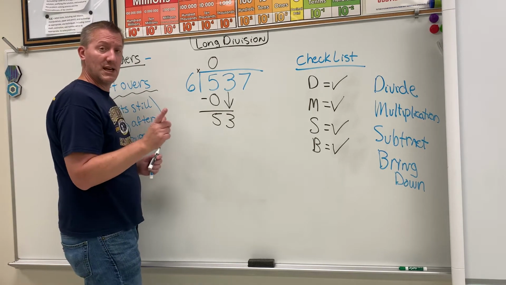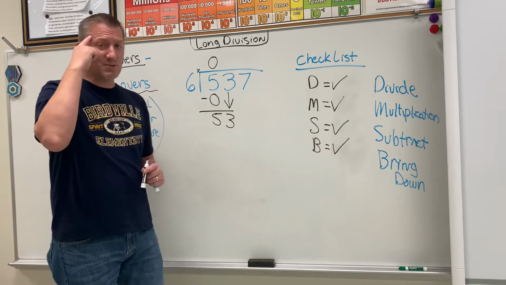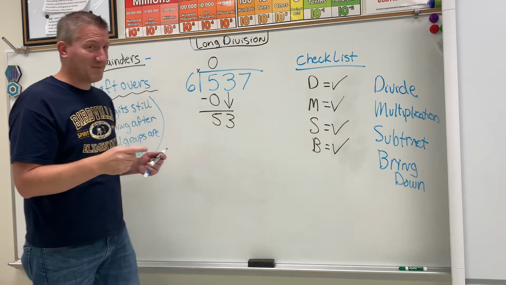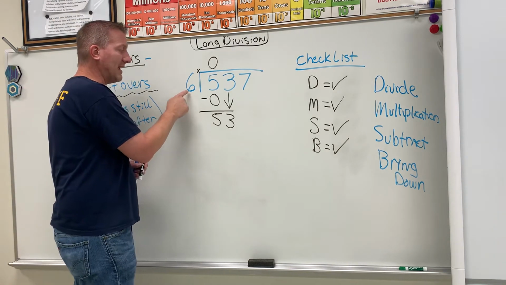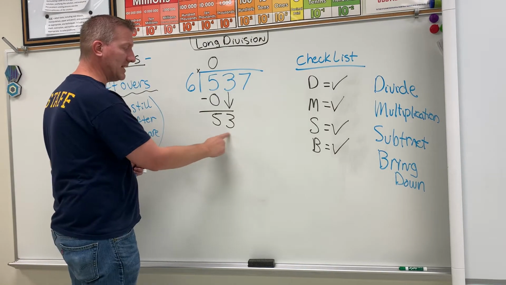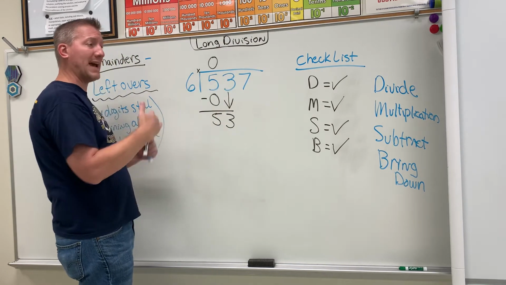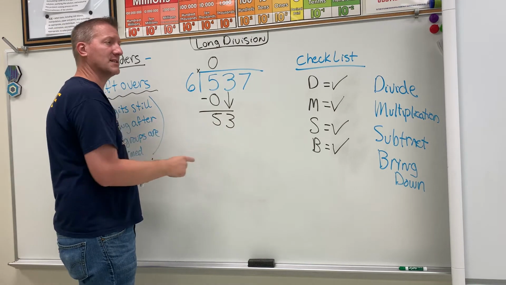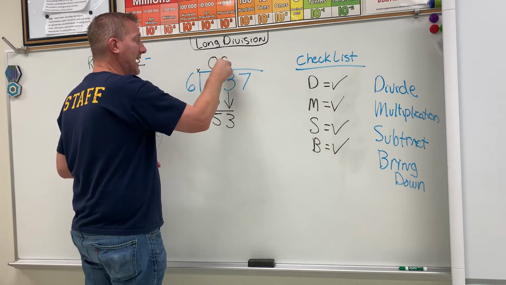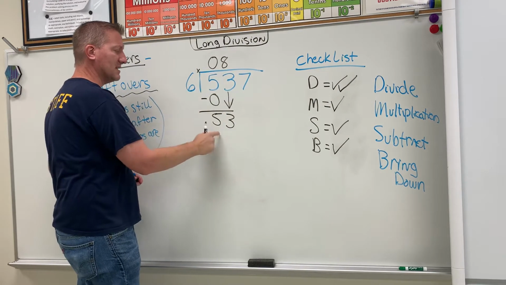Now, here's where it gets a little more difficult. How many times does 6 go into 53? This is where knowing your multiplication facts really helps out. I know that 9 times 6 is 54. So that's too many. We can't go over this amount. So I'm going to go back one. 8 times 6 is 48. So it goes in 8 times. So I divided. 8 times 6 is 48.